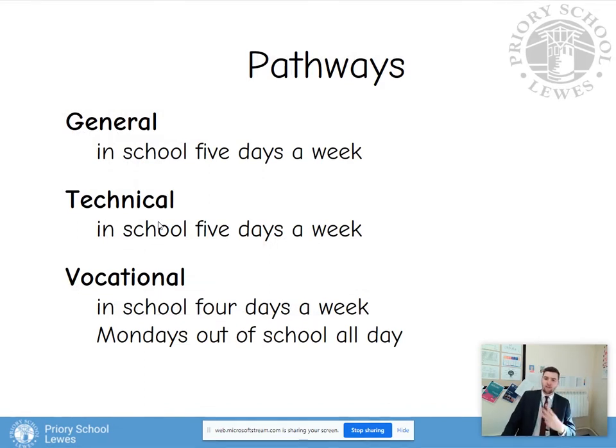So there are 3 pathways you can take at our school. The general pathway, the EBAC pathway that we've just discussed, where you do English, maths, science, a language, a humanities, and then you've got 2 free choices to choose any other GCSE. The technical pathway, which are some of those other subjects I showed you, such as sports studies, food prep and nutrition, and then the vocational one, where you'd be doing one of those college courses, and then coming to school for 4 days a week. So those are the 3 main routes you could take.